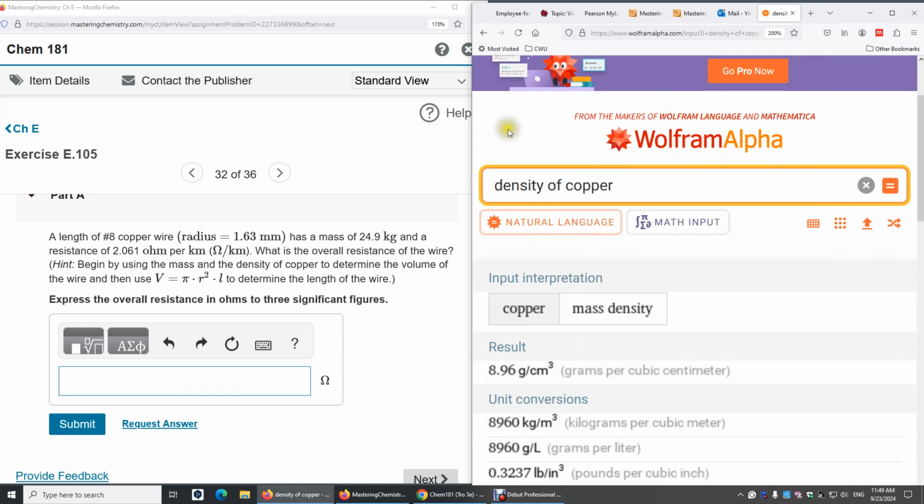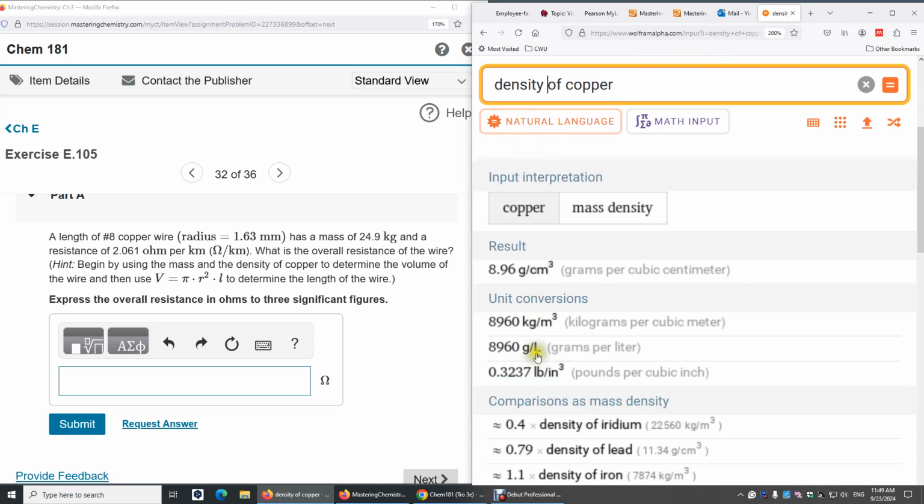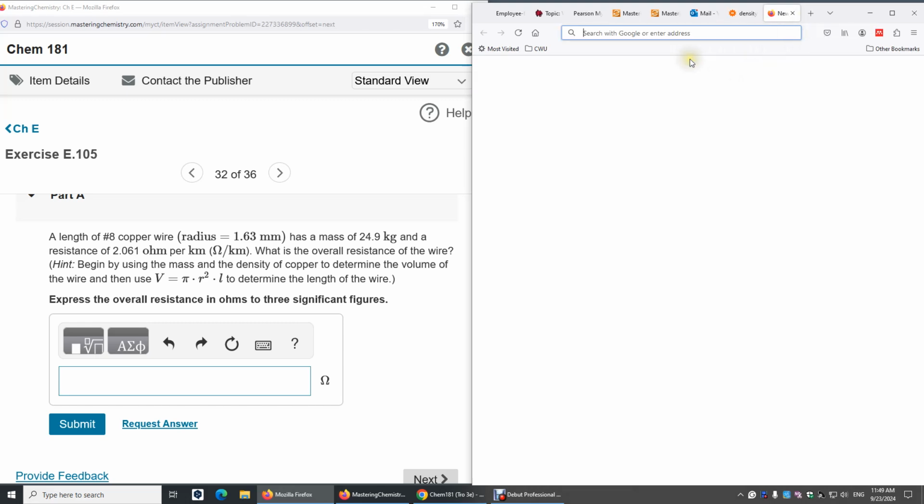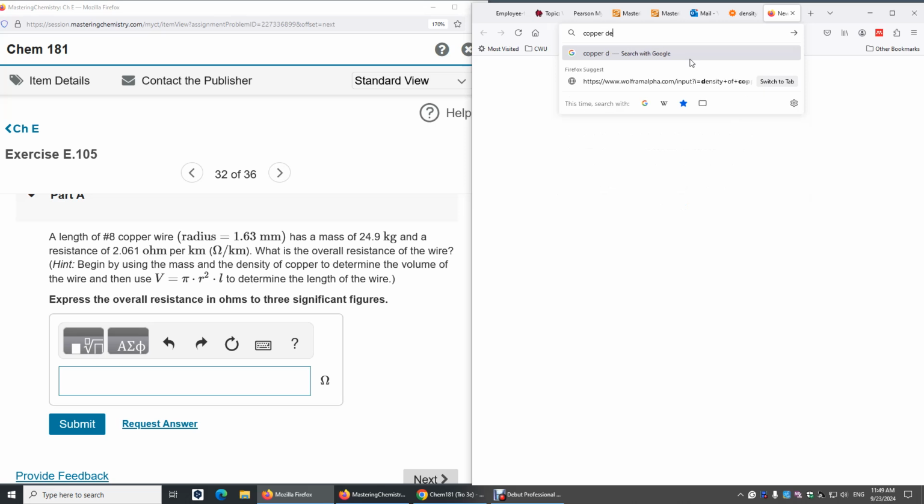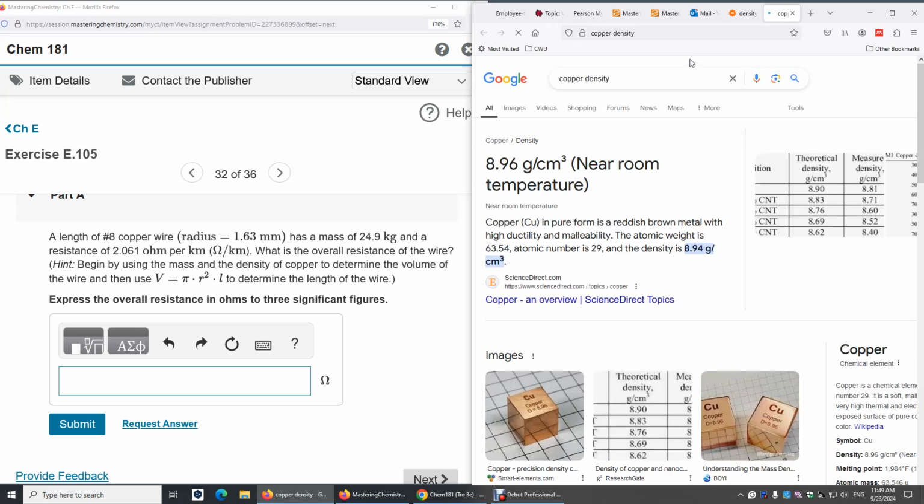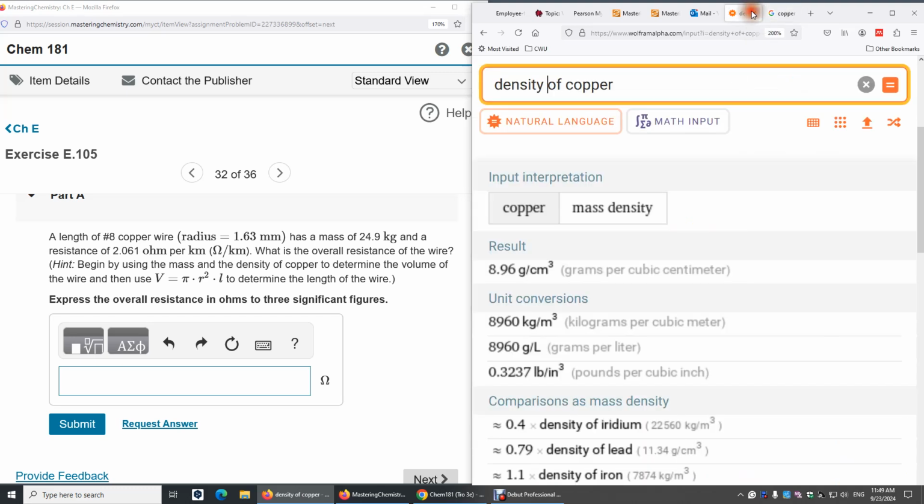I usually just use Wolfram Alpha to do a quick information search. It's 8.96 gram per cubic centimeter, and we can also double check this copper density. This is from ScienceDirect.com, 8.96. So we're going to just use this value, and given this density value, we can compute the volume.